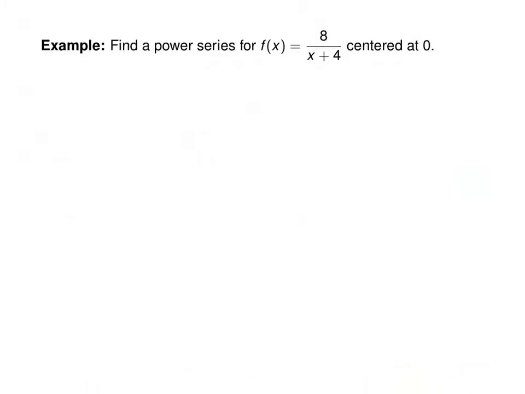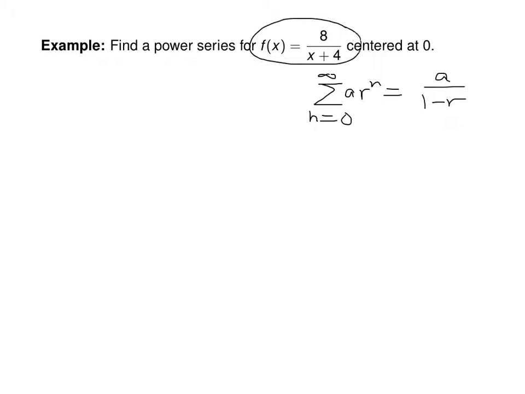So everything today is going to rely on that manipulation to make this into the form of a geometric series. So it's best to keep in your mind that the sum from n equals 0 to infinity of a r to the n is a over 1 minus r. So make your function in the form 1 minus something in the denominator.